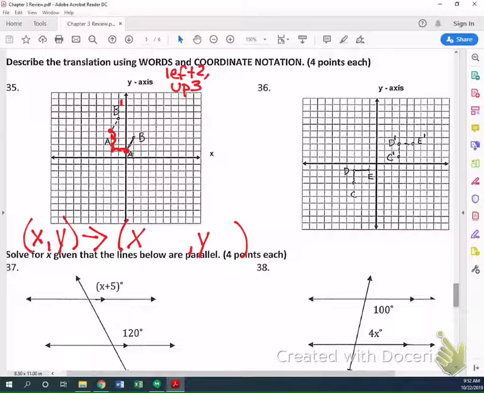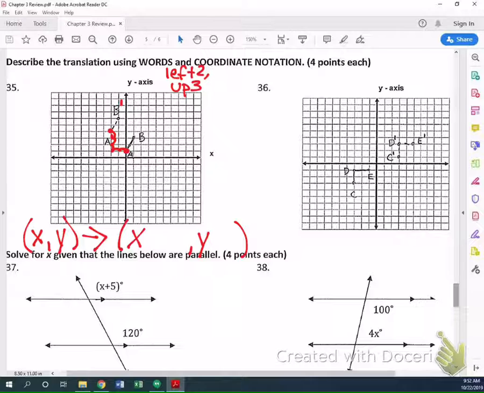If you don't know, get your notes out from 3-4 or from 3-7. 3-7 is the last notes we took. It says if you go up, you write it here. If you go left, you put this.